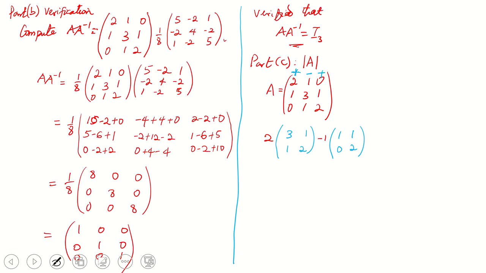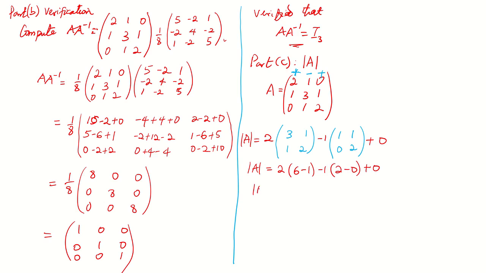Then I'll pick the last element, that is plus 0. Whatever you have is going to be times 0. So the determinant of A equals this. The determinant of A will therefore be 2 times 6 minus 1, because 2 times 3 is 6 minus 1, minus 1 times 2 minus 0, plus 0. So the determinant of A will be 2 times 5 minus 1 times 2 plus 0. The determinant of A is therefore 10 minus 2 plus 0, which is equal to 8. And in fact, we can see that indeed the determinant is equal to 8.